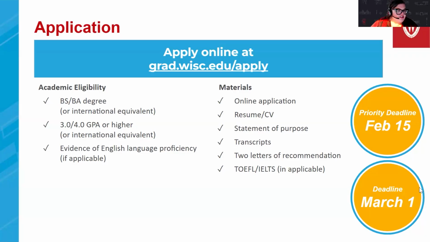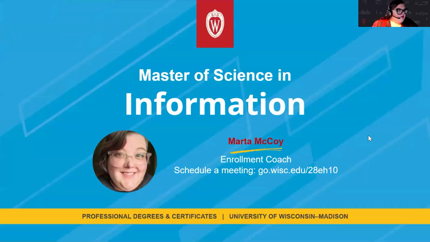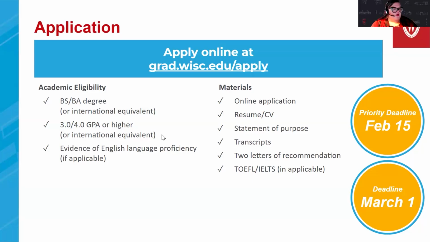But like I mentioned, the materials for the application, you've got your resume or CV, the online application, statement of purpose, which is that essay component that tells the committee and the school why you want to attend UW-Madison and what your plans are for the degree. Transcripts, unofficial transcripts are just fine. Two letters of recommendation, and then English proficiency scores if applicable.